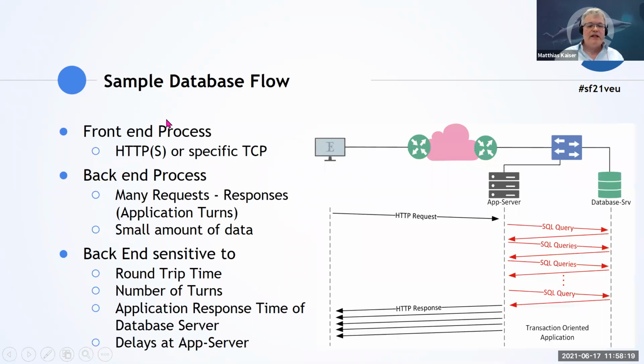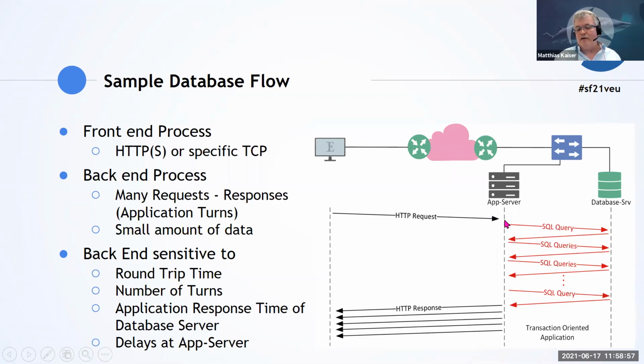Now, my sample database flow here is a simplified one, and I'm well aware of that. I picked a client with a front-end connection doing maybe HTTP, trying to access an application server with an embedded web server applet as well. Now this application server will receive the requests from the client and then go over to the database server, issuing a series of SQL queries. Well, that SQL, that's the critical stuff.